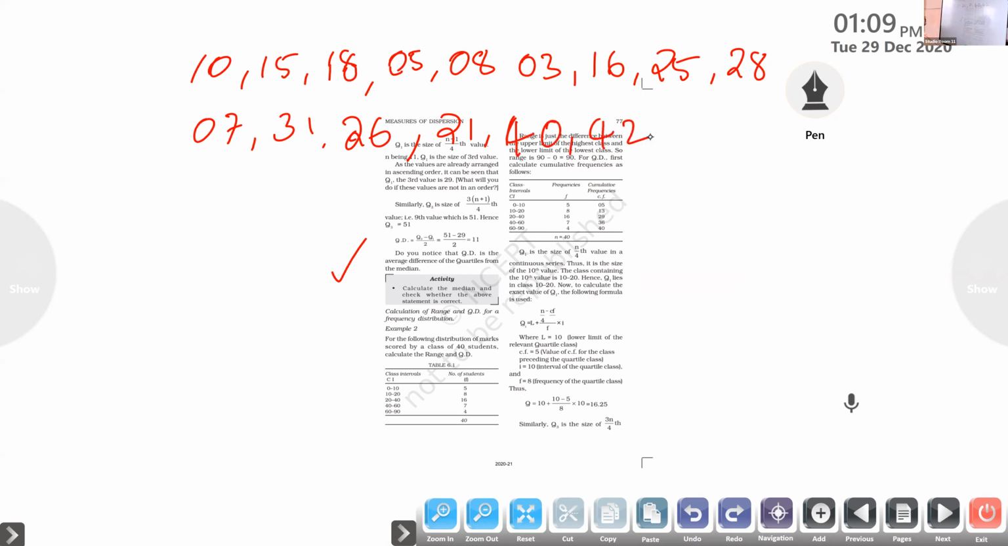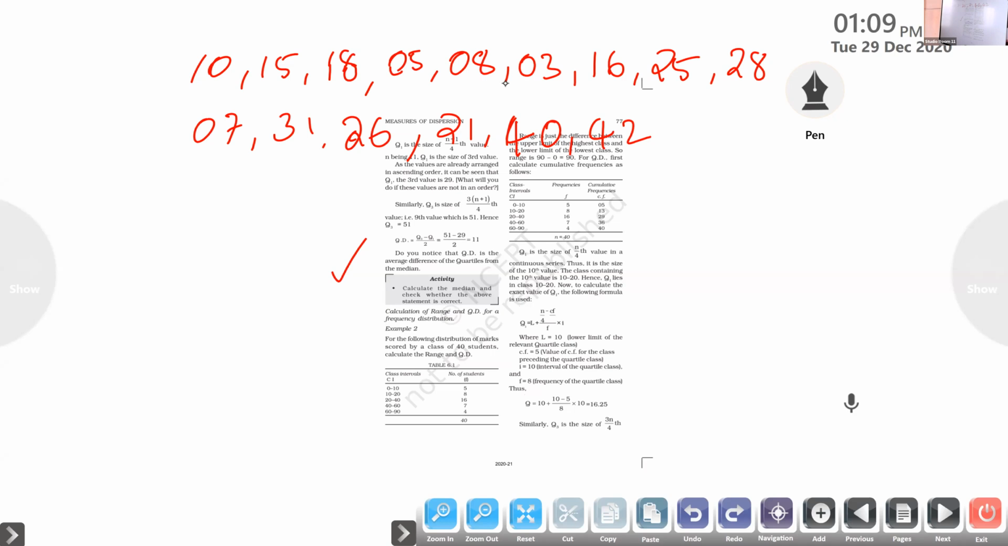Just reading the numbers: 10, 15, 18, 5, 8, 3, 16, 25, 28, 7, 31, 26, 21, 40, and 42.